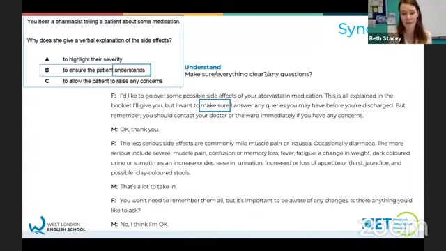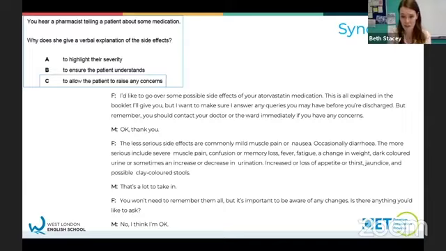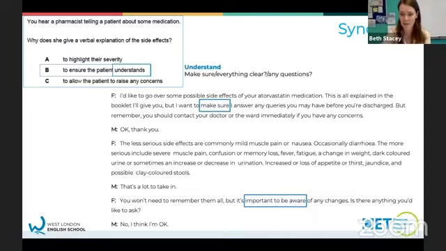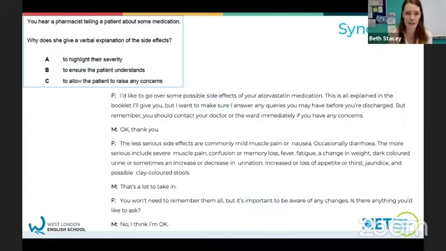So here we've got make sure, and it's important to be aware. And there's also that question, which I haven't highlighted, but there at the bottom, is there anything you'd like to ask? So maybe that's also ensuring that they understand. But we've got to take into consideration the question. And again, remember the question is, why does she give a verbal explanation of the side effects?